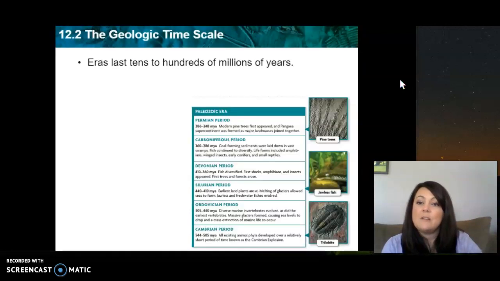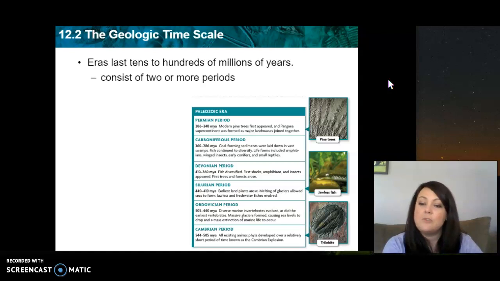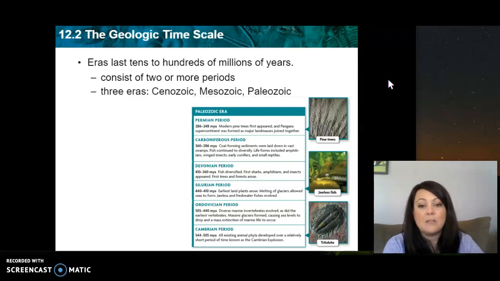We divide the geologic time scale into eras, and they generally last tens to hundreds of millions of years. They consist of 2 or more periods. There are 3 eras, the Cenozoic, the Mesozoic, and the Paleozoic.